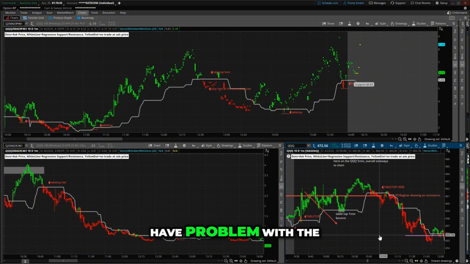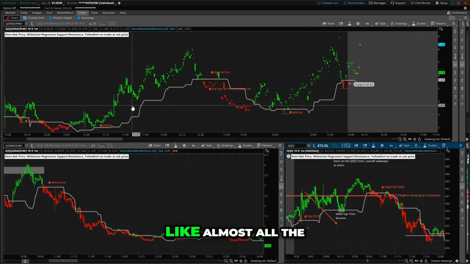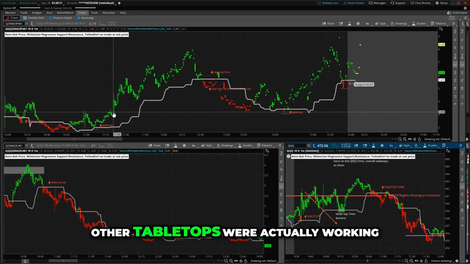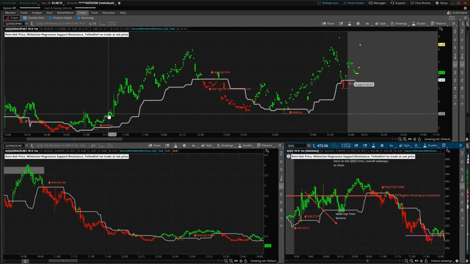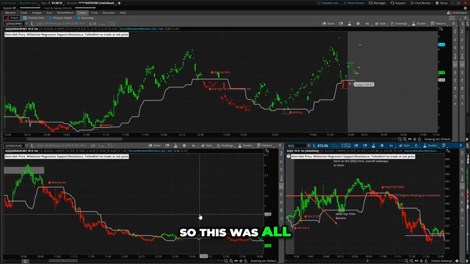A lot of people have a problem with entries. They are great with analysis, they are great with the part that okay, I need to look at these odds and these levels, but they cannot get good entries. Vector is super useful for that. Just look for tabletops, you're going to get good entries, and the probability of the tabletop working is pretty high. You guys can actually see right here that we only saw one tabletop failing, and almost all the other tabletops were actually working well, right? So this was all about the vector.